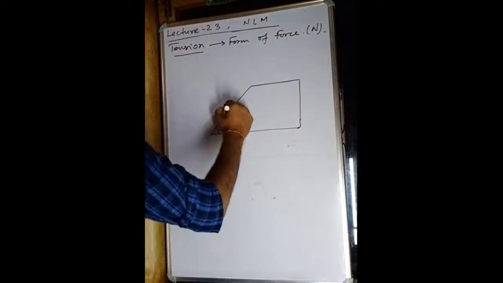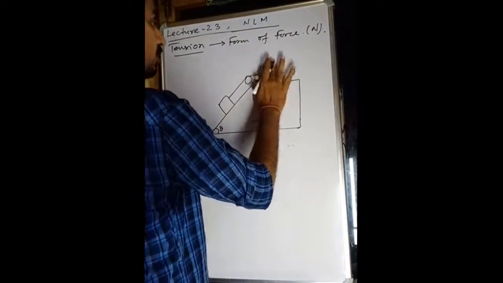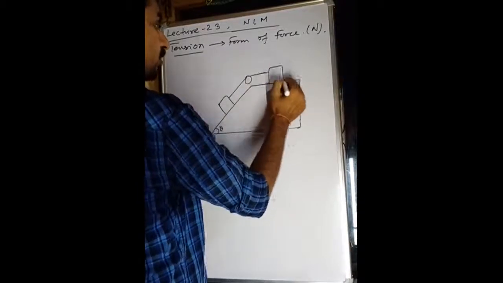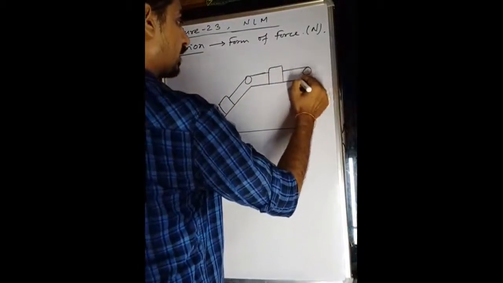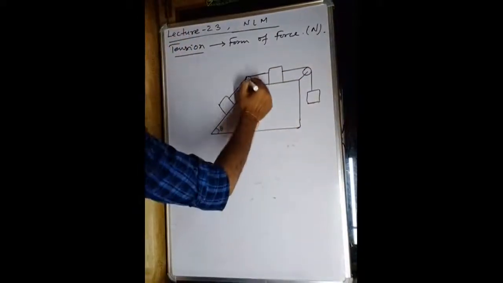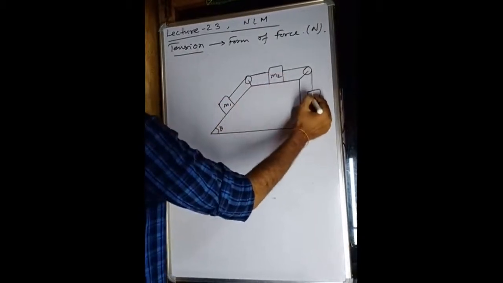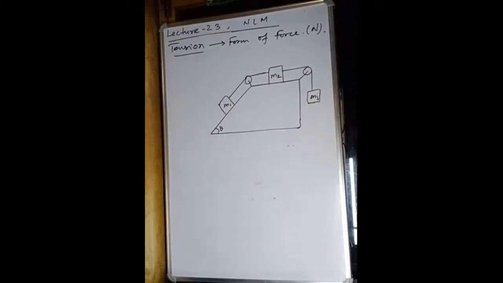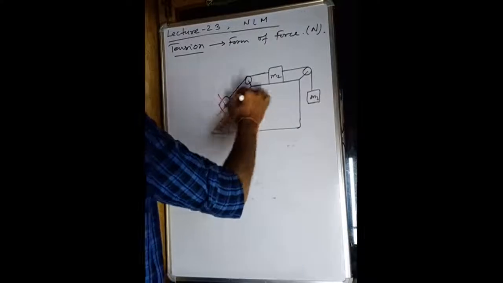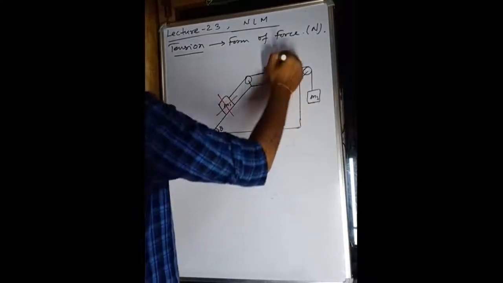Okay, here this is the angle theta. The pulley, the body, again the pulley. Here the masses are M1, M2, M3. I'm going to apply the tension here, my dear students. Look here, I'm going to apply all the forces. You should be very keen to understand this type of question.